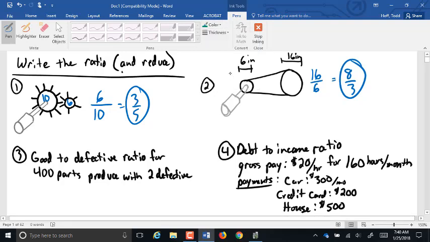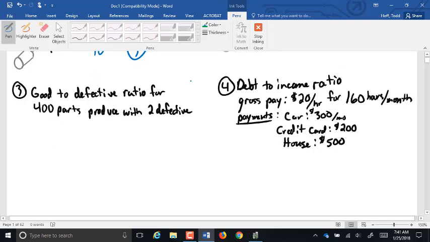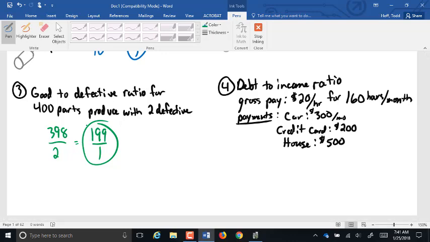Okay, 3 and 4 are ones that we didn't really talk about, but wanted to see what you can pull together with ratios. A good to defective ratio for 400 parts produced with 2 defectives. Careful. Why is it 398? Yeah, you got it. 398 is how many are good out of your total of 400 parts.